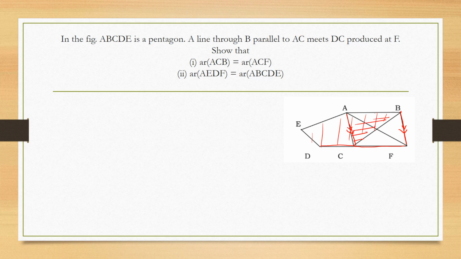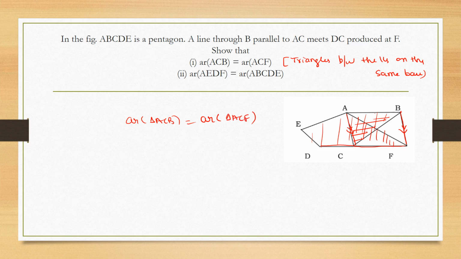ACB and ACF. So again, these two triangles are between the parallel lines on the same base. So yes, this is equal because triangles lying between the parallels on the same base are equal, right? Same parallel, same base. Now if the first part is proved, let's check out what I can do to find the second.